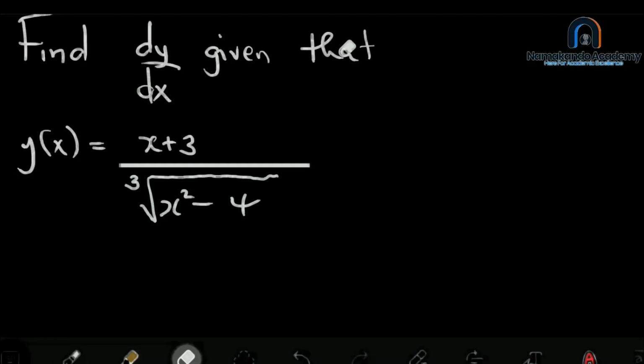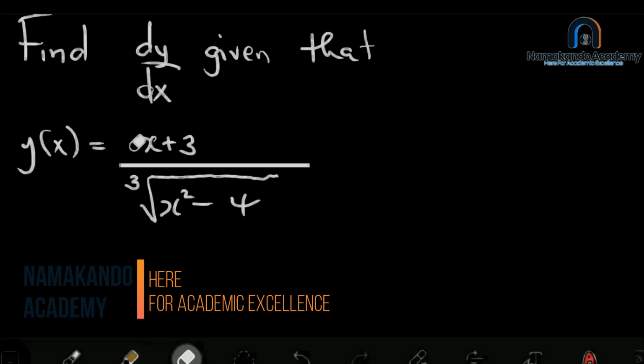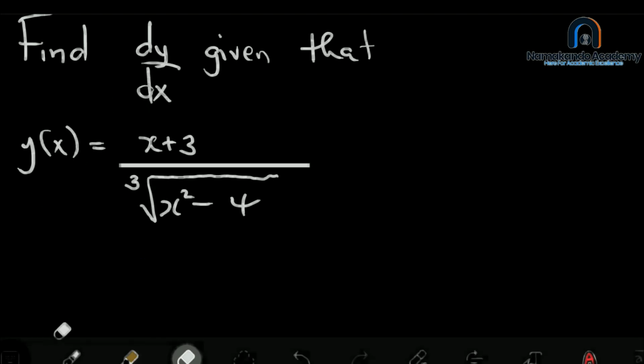Find dy/dx given that y is equal to a quotient, the numerator being x plus 3 and the denominator being the cube root of x squared minus 4.